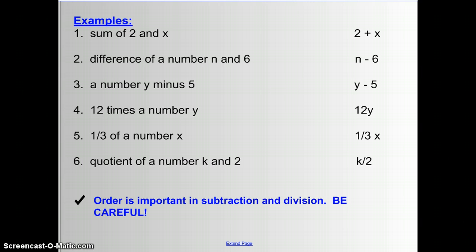And last, quotient of a number k and 12, quotient is division. So k and 12, k will go in the numerator, and 12 will go in the denominator. So it becomes k divided by 12. Remember that order is really important in subtraction and division, so you have to be careful and read the wording very carefully.